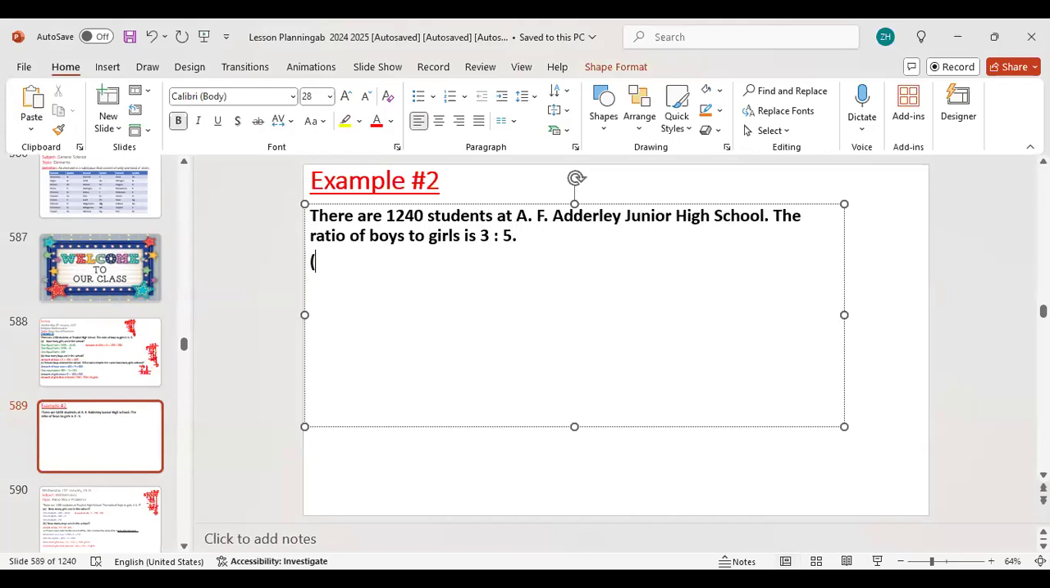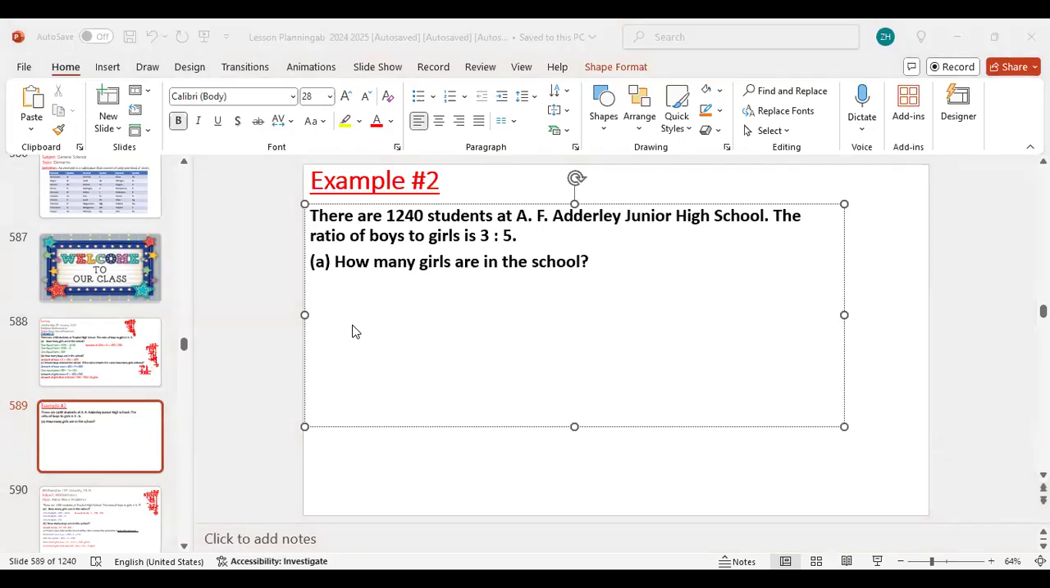It's 3 to 5. How many girls are in the school? So the ratio of students is 3 to 5. There are 1,240 students in the class. How many students are girls? So for this one, we're gonna do 1 equal part.